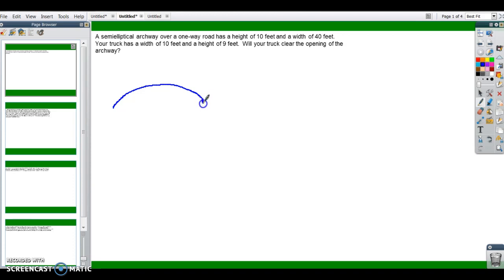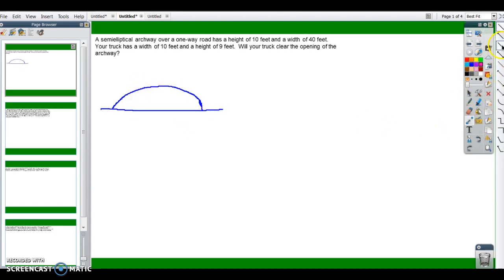So here's my archway. Here's the road. There's my archway. And it says it's a one-way road, which means that my truck is going to go right down the middle of the road. So let's go ahead and represent the middle here. We'll do a dotted line.